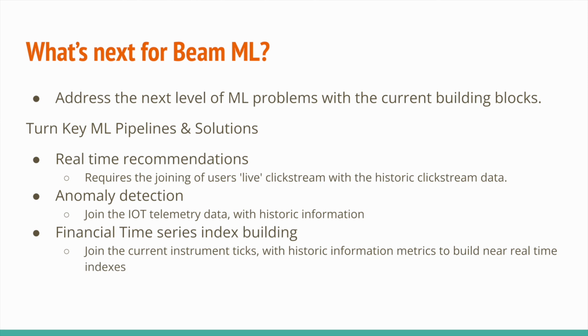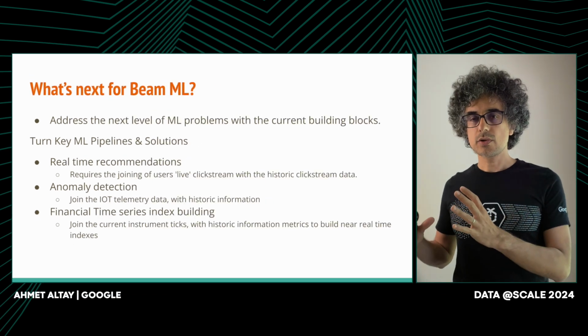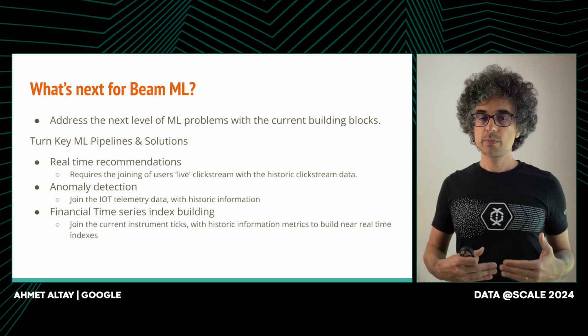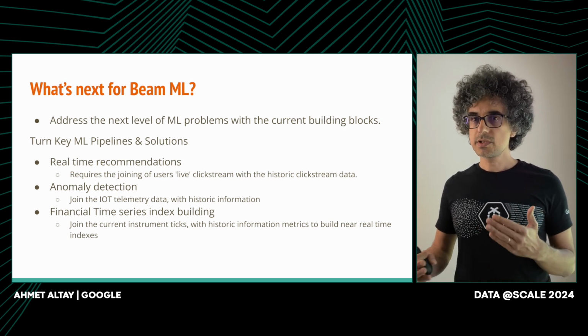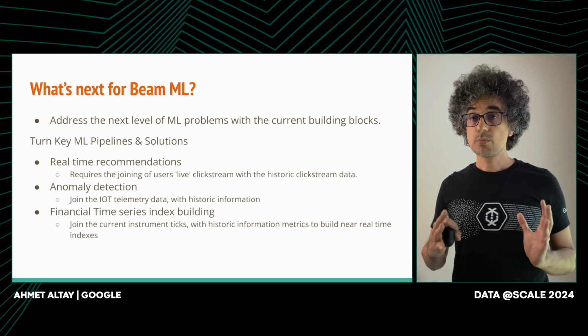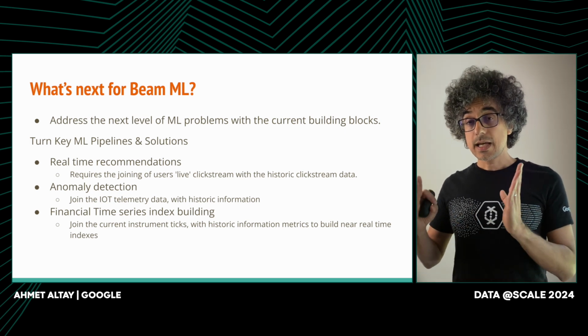Next up, we would like to move from turnkey transforms to complete turnkey solutions. A couple of things that we are working on today are, one, real-time recommendations. We would like to give users a chance to combine live data with some historical data and provide this as a single solution. Similarly, anomaly detection. A similar idea, we would like to combine telemetry data with certain historical data, detect anomalies, and offer this as a single out-of-the-box solution. And finally, we would like to build financial time series index building. A similar idea applies there. We would like to combine current ticks with some historical information and provide information that is applicable and usable in the financial industry.